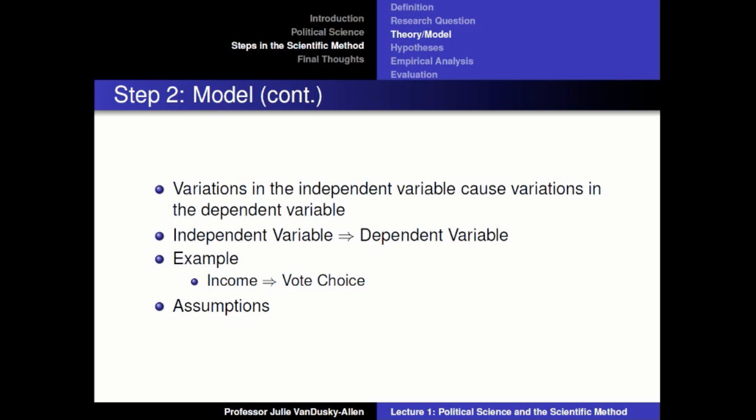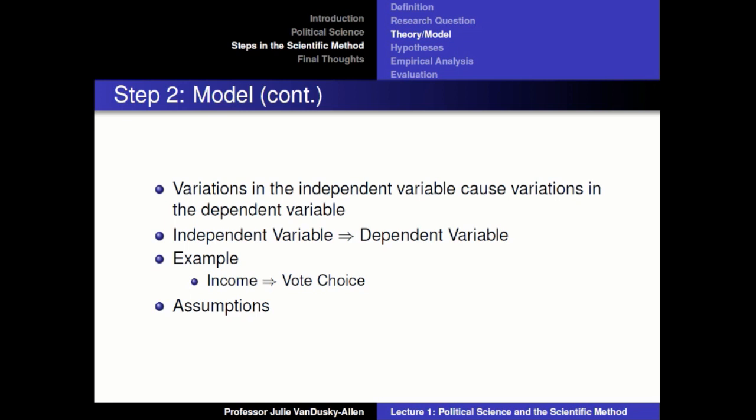The factor we focus on is called an independent variable. For example, many political scientists argue that income affects vote choice. Individuals who are low income need more government services, so they are more likely to vote for Democrats because Democrats are more likely to support and expand government programs.